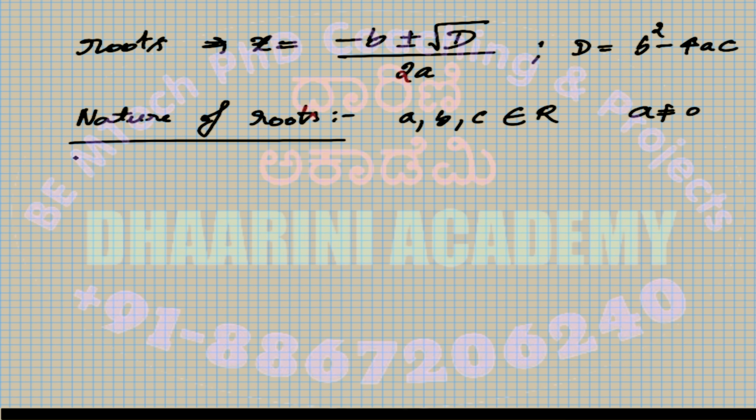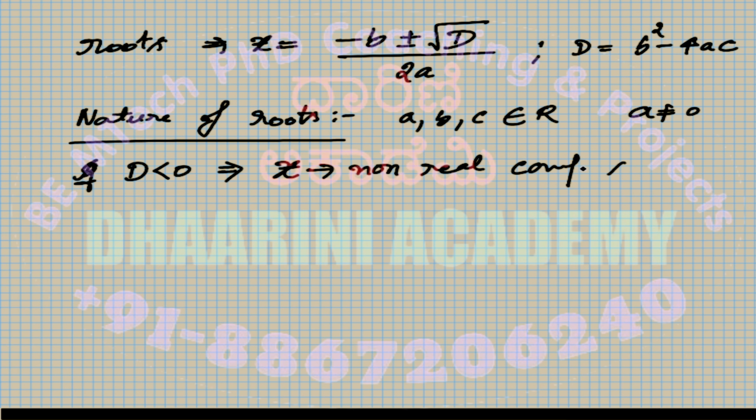So let's say the d value is less than 0. This d is negative, so root of negative will not exist. So this implies the roots are non-real complex roots.